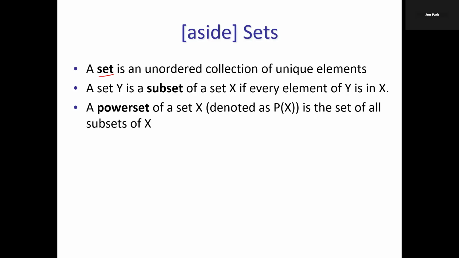Let's say X is the set {1, 2, 3}. Okay. Can you list all the subsets of X? Yitong? It would be 1, 2, 3, 1 and 2, 2 and 3, 1 and 3, and the set itself and null.